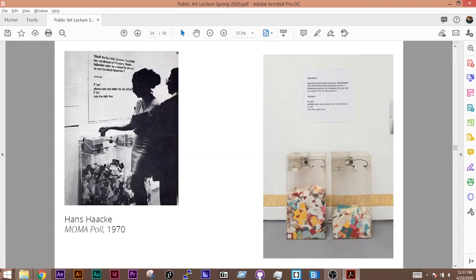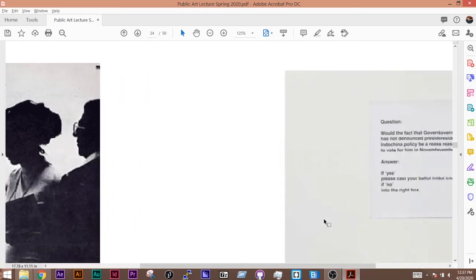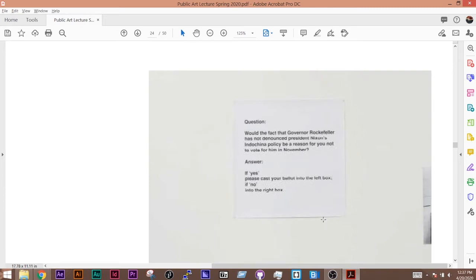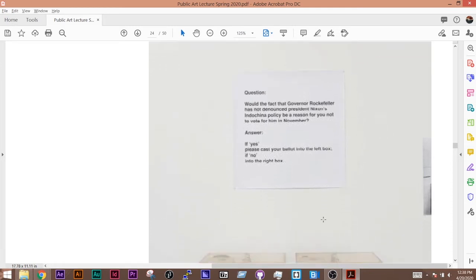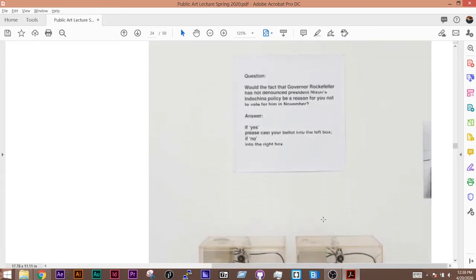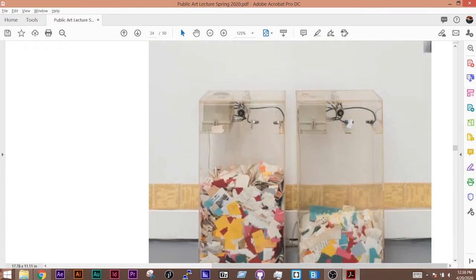Hans Haacke had this piece in 1970 called The MoMA Poll, a work that, in some sense, is a visualization that was installed in MoMA in the 1970s. And the question being asked was, would the fact that Governor Rockefeller has not denounced President Nixon's Indochina policy be a reason for you not to vote for him in November? If yes, please cast your ballot in the left box. If no, please cast it in the right box.